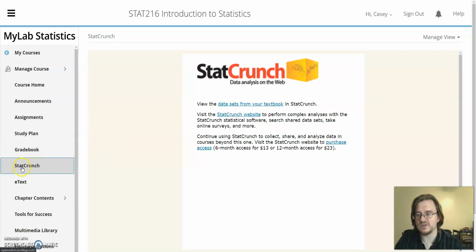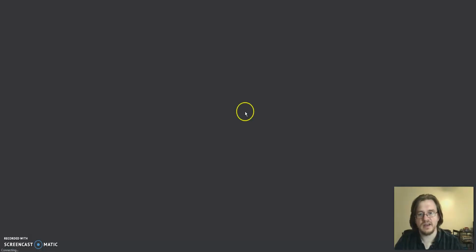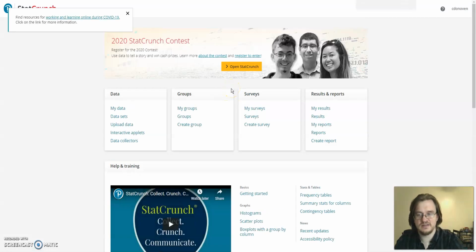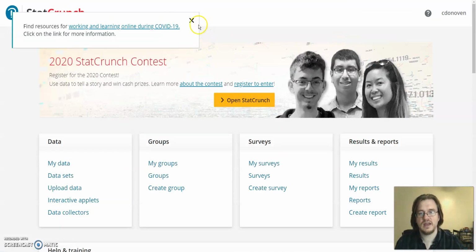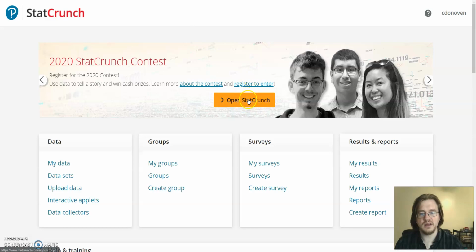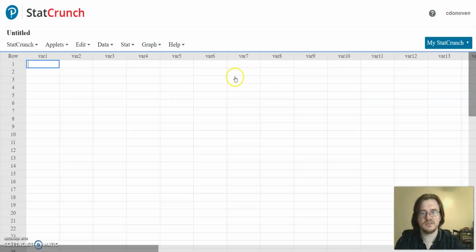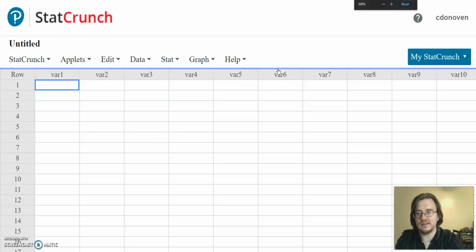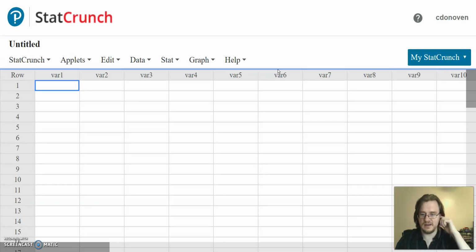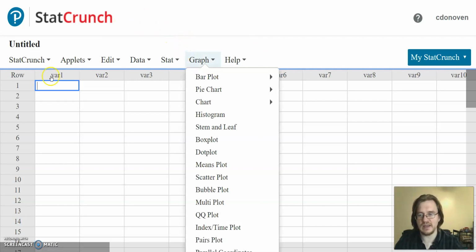So if you go to the StatCrunch tab in MyLab, we can visit the StatCrunch website, and this will take us here, and I will just open StatCrunch. You may have to log in when doing that. The login is the same as the login for MyStatLab, so everything is on the same account.